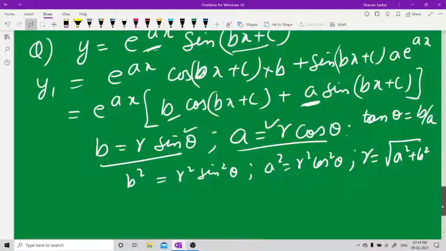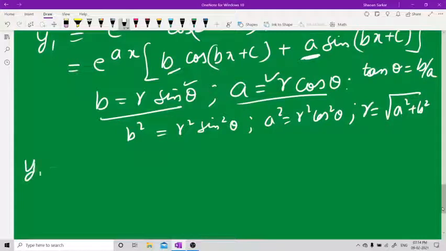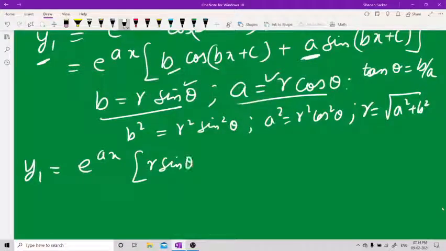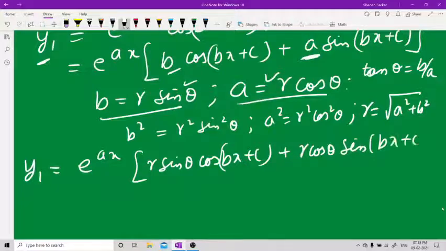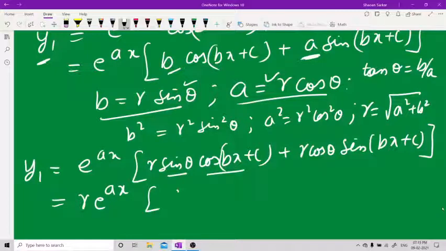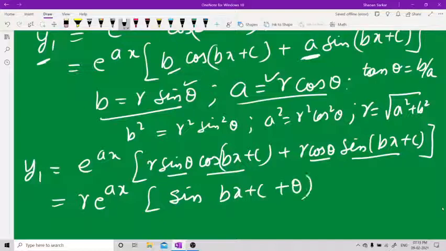Now this way y1 equal to the same y1, e to the power of ax, put r sine theta cos bx plus c plus r cos theta sine bx plus c. Now take r common, e to the power of ax. Now sine a cos b plus cos a sine b, that is sine a plus b. This is bx plus c plus theta, where r you know is this.